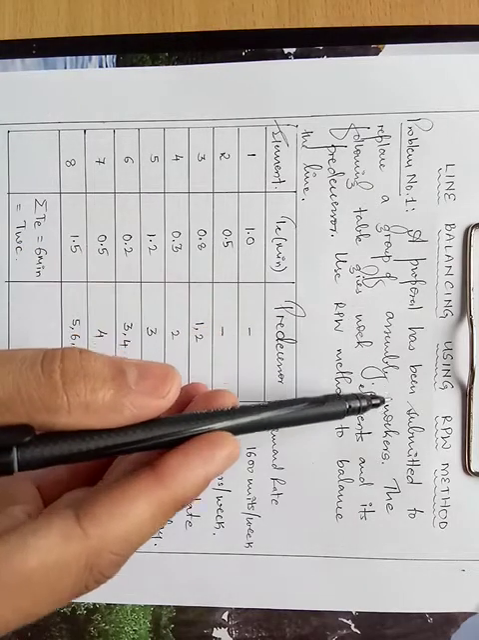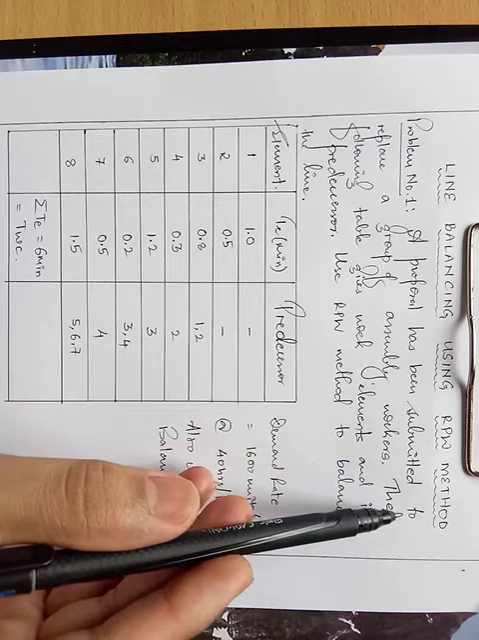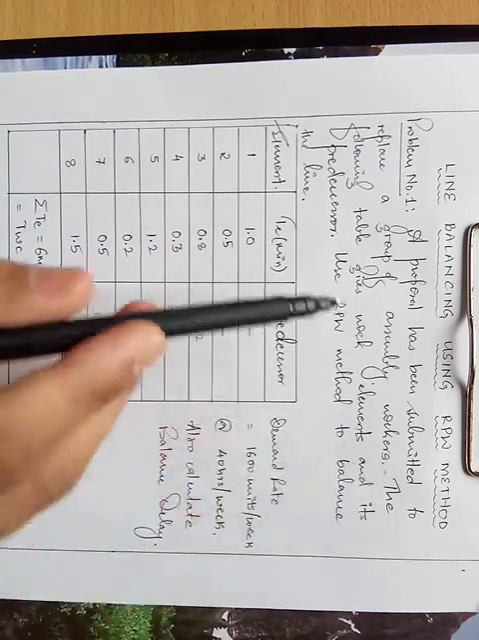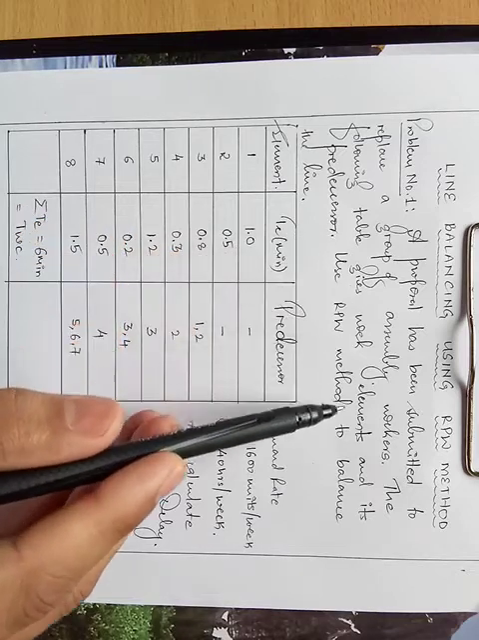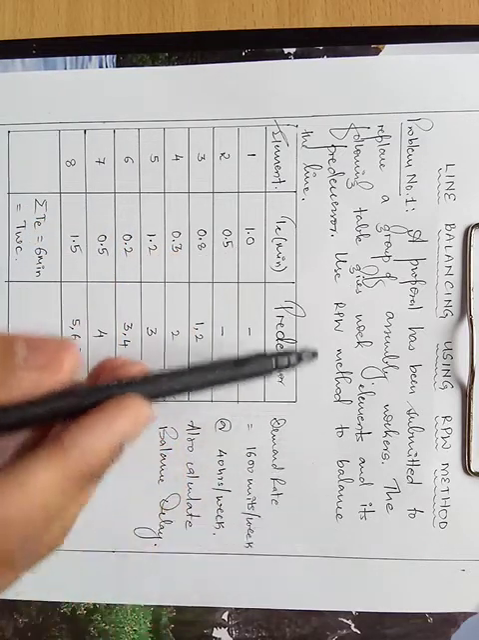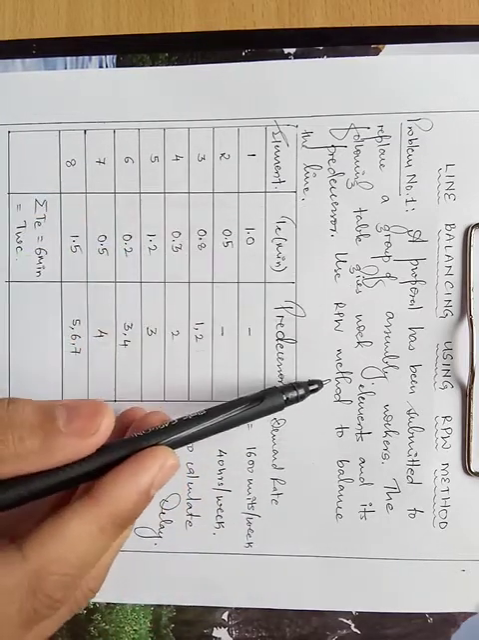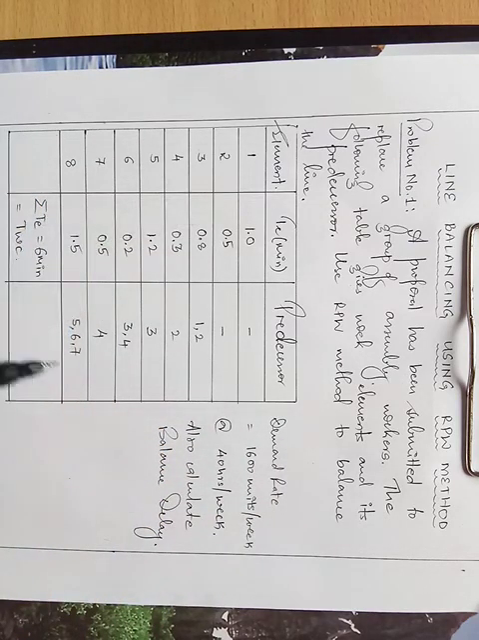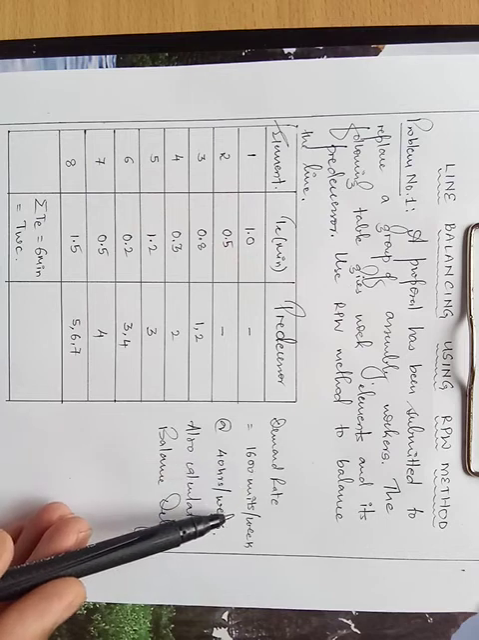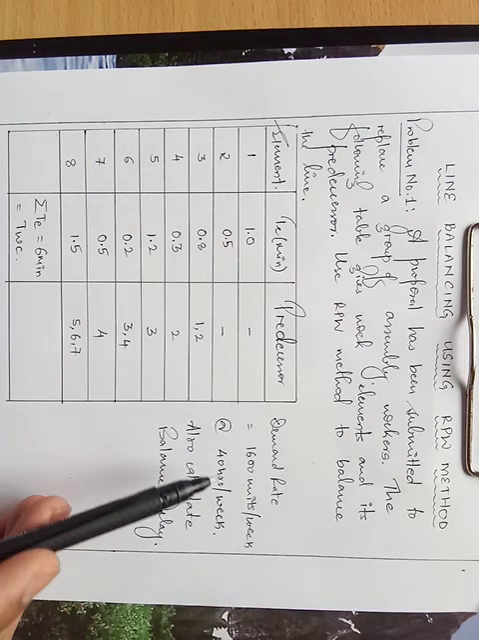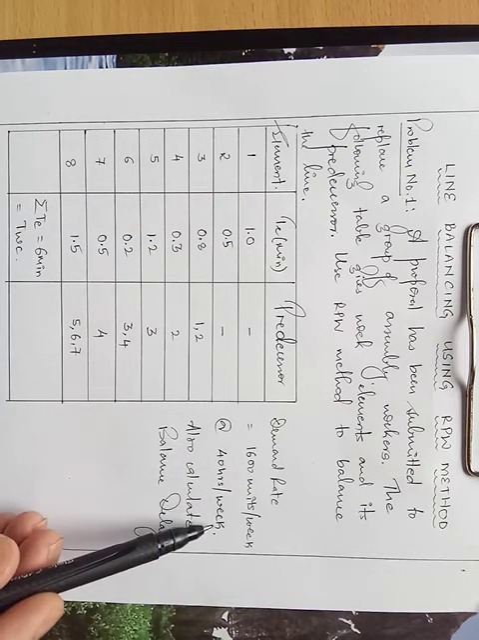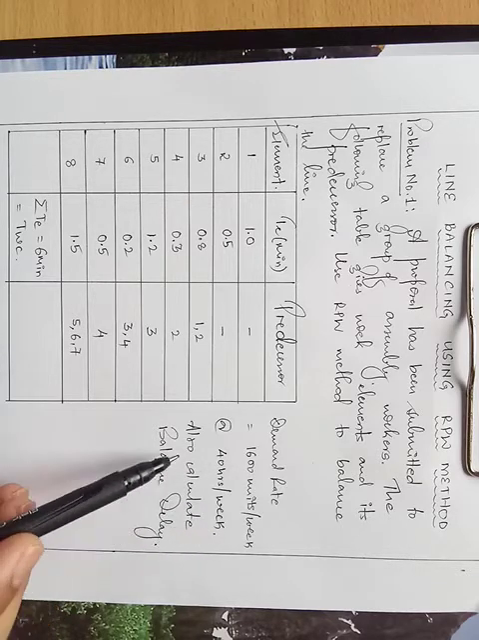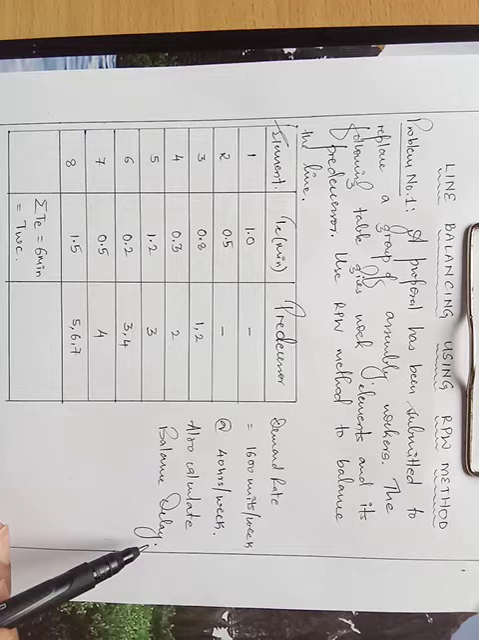A proposal has been submitted to replace a group of assembly workers. The following table gives work elements and their predecessors. Use the RPW method to balance the line. He has given the demand rate as 1600 units per week at the rate of 40 hours per week. So the working hours is 40 hours per week. Also calculate the balance delay.